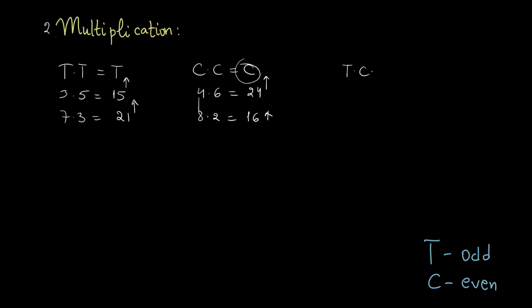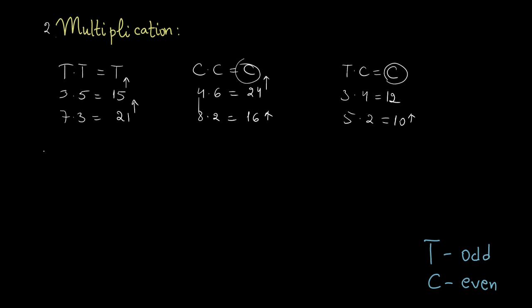Next, we can multiply an odd and even number together. For instance, 3 times 4 equals 12, an even number. 5 times 2 is 10, and 10 is also an even number. Thus, the product of an odd and an even number is always even, the product of two even numbers is even, and the product of two odd numbers is odd.